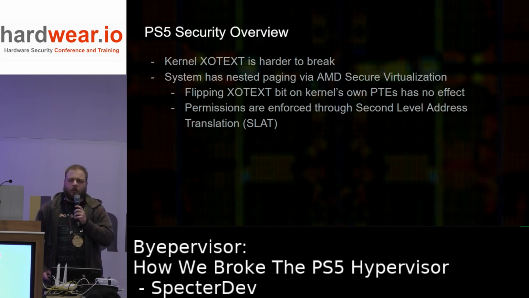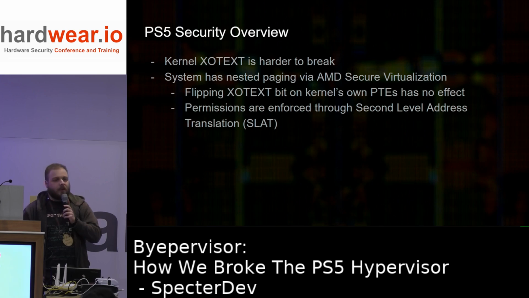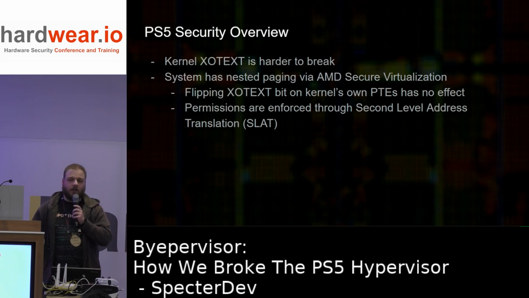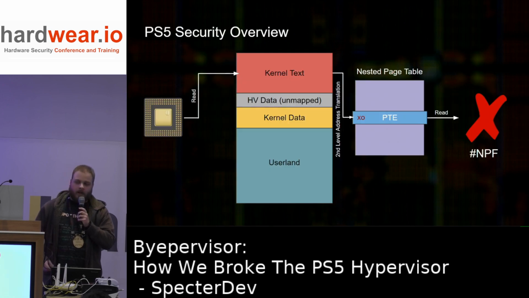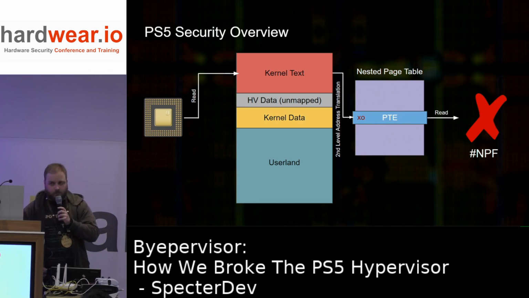But in the kernel, it's a lot harder to break because the system uses nested paging, which is provided by AMD's virtualization. If you go and flip the execute-only bit on the kernel's PTEs, it's just not really going to do anything, because the ultimate authority on the page permissions is going to be the hypervisor's nested tables. Again, a diagram I ripped from my previous presentation. It's showing that if you're the CPU and you try to read kernel text, it's going to go through SLAT. And when the CPU sees the XO bit in the PTE, or more accurately, the TLB entry, it's going to throw a nested page fault.